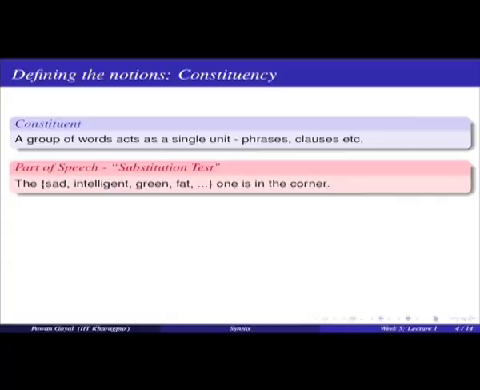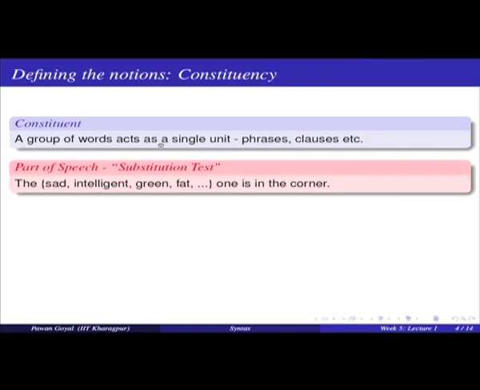So in part of speech, we could have done this substitution test. I have this sentence with a fill in the blank, "one in the room," and I can fill in any adjective: the green one, the fat one, the intelligent one, the sad one. All that can be filled in. So I can fill in any word that belongs to that particular part of speech category. Now here it will be a particular constituent, a particular group of words that can behave similarly.